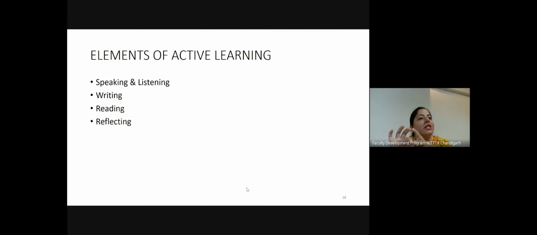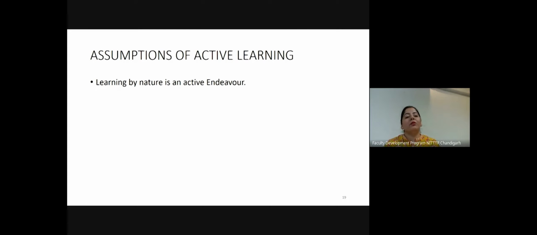हम उनको प्रोफेशनल ईमेल्स लिखना सिखाते हैं, precis writing, summarizing information is there. So these are the applications of that particular subject. So reflection कब होगी? When we are able to relate the subject with their learnings by taking day to day life examples. Assumptions of active learning. Learning by nature is an active endeavor. There is nothing called passive learning.